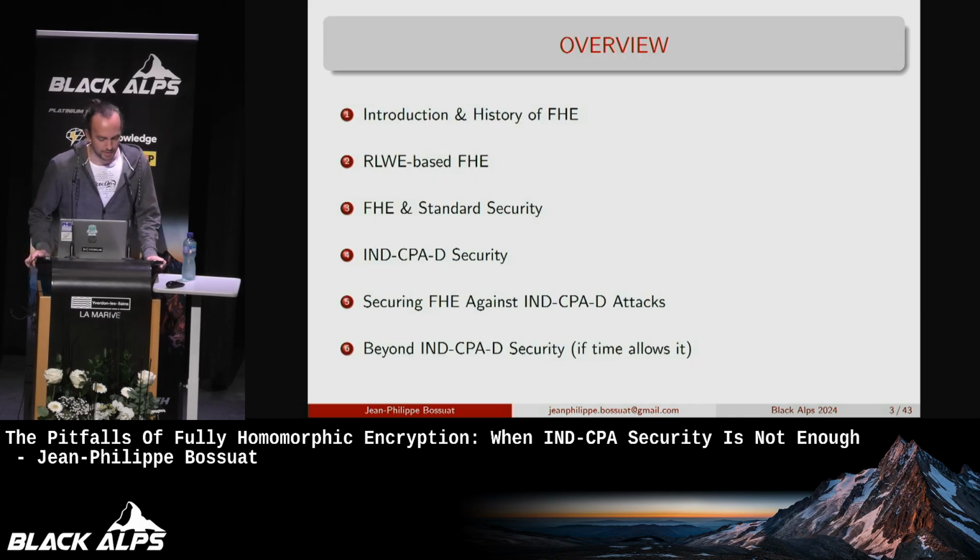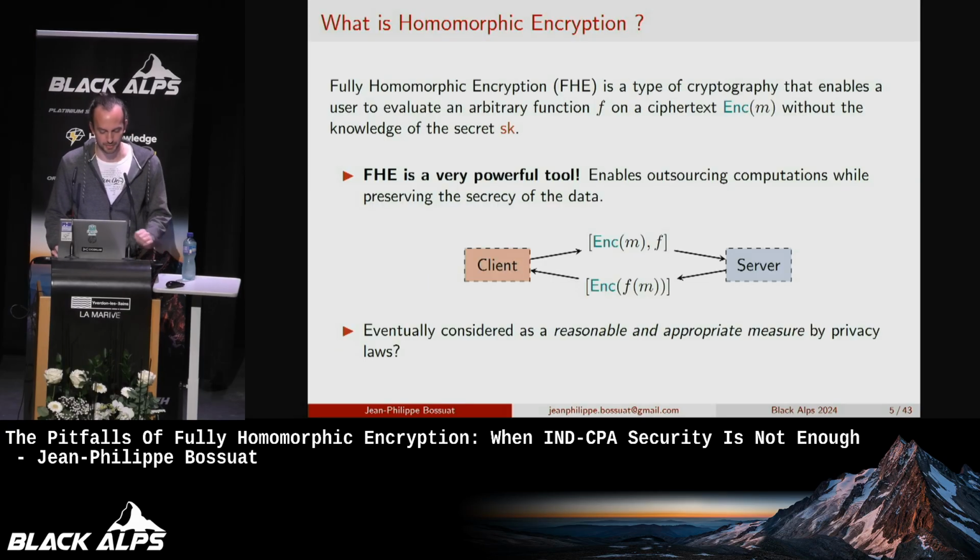Brief overview of what we are going to see. I will do, of course, an introduction and some history about FHE. Then we will see the ring LWE construction, which is the main hard problem on which all current FHE schemes are based. Then we see how FHE works with standard security. Then we will go into a new security model that was developed to fix some issues, and then how we can make FHE comply with this security model, and if time allows, whether we can go beyond this security model with FHE.